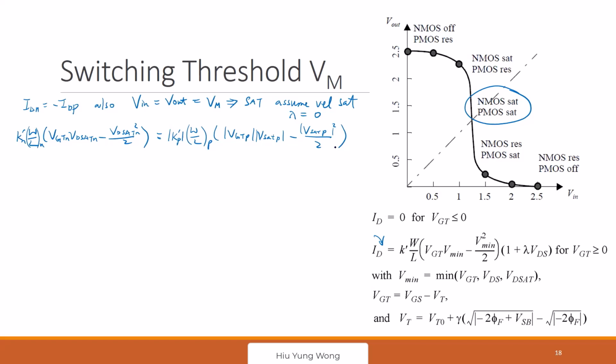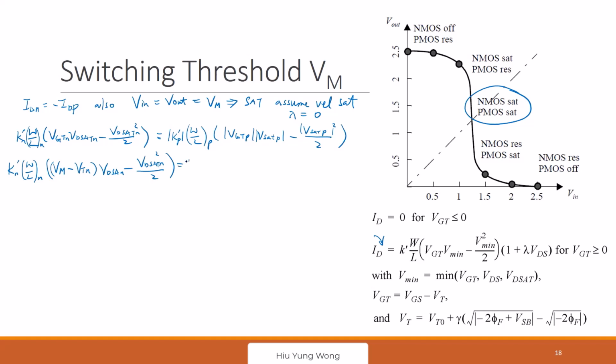It's all math, but the only thing I want you to pay attention to is what VGT is. VG, if you look at the inverter, is Vin minus ground. So it is just Vin, but Vin is just VM. And then VGT means minus VTN, the threshold voltage. This is for the left part.